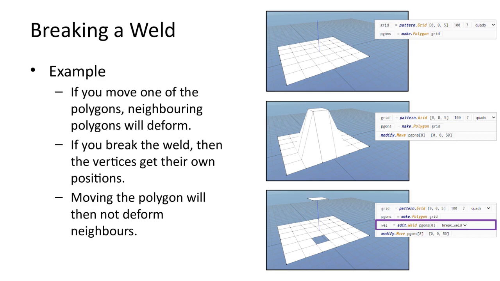In the bottom image, the edit.Weld function has been used to break positions. The drop-down has been set to break weld. This means that the polygon now has vertices with its own positions, independent of the neighbors. When the polygon is moved up, the neighboring polygons no longer deform.